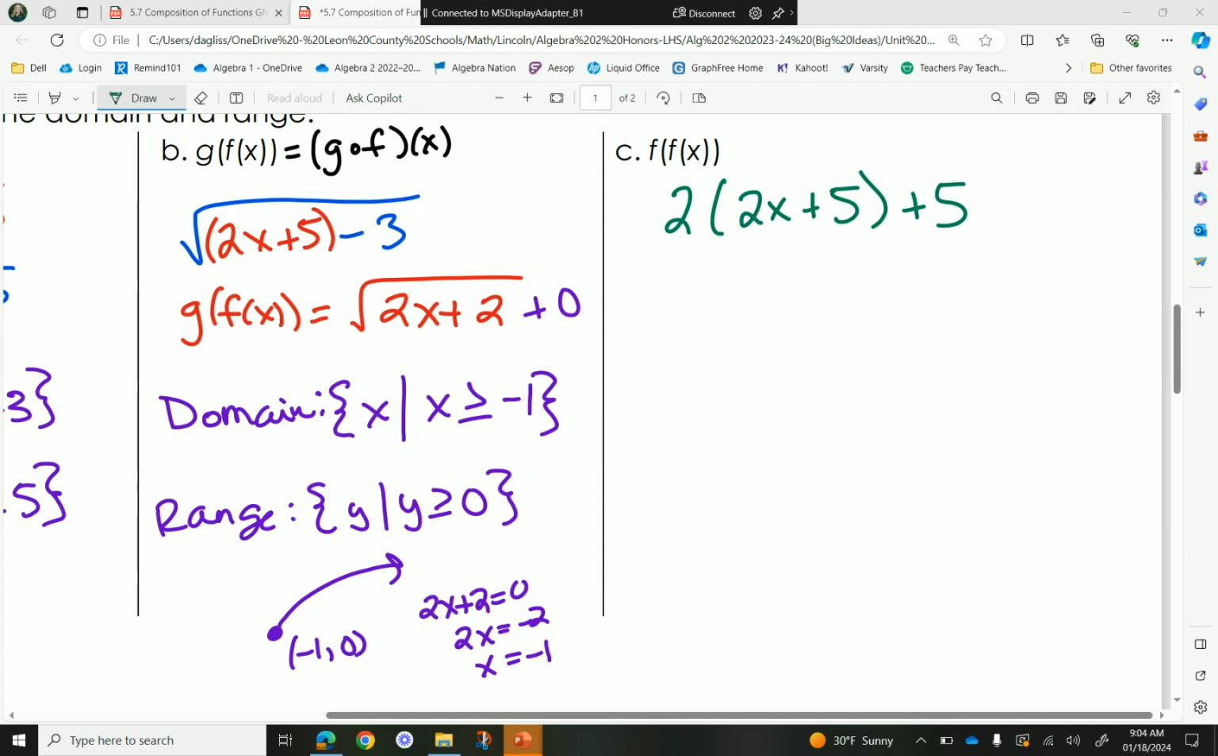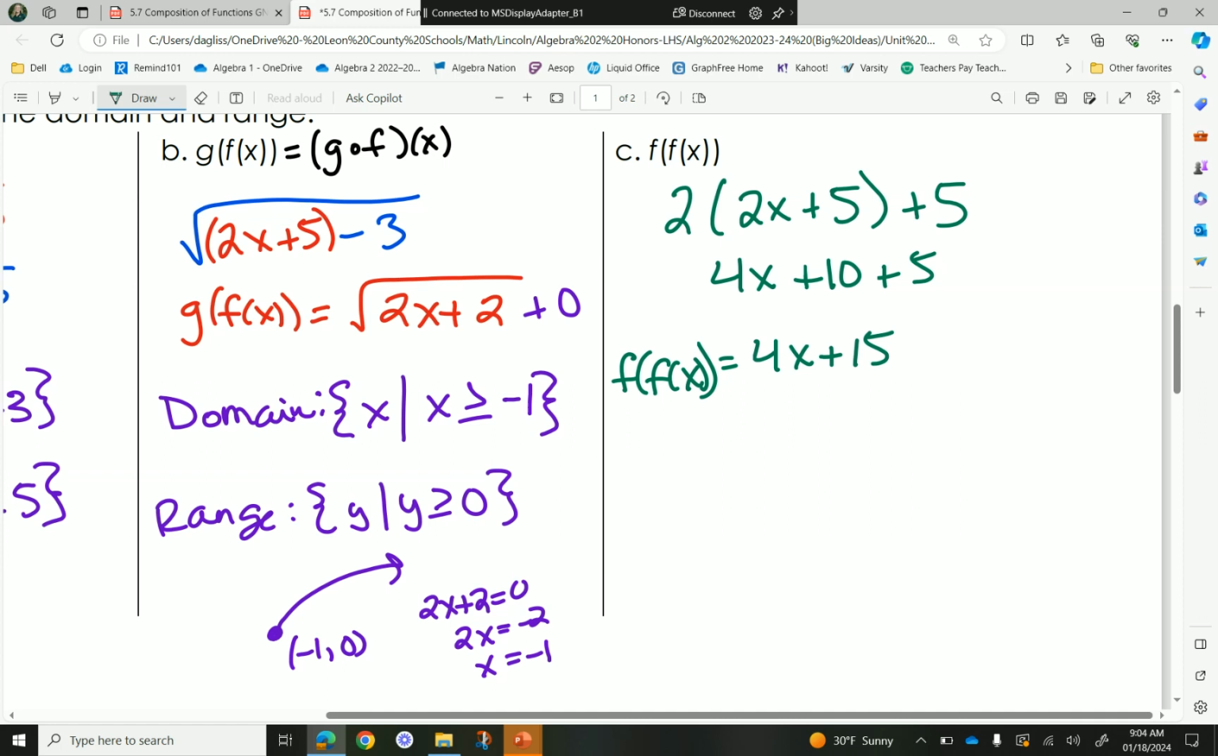Alright, so we are plugging our f function into our f function. Combine like terms. This gives me what? 4x plus 10 plus 5, which gives me 4x plus 15 for my f of x.